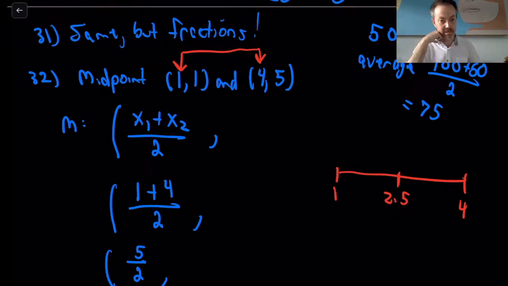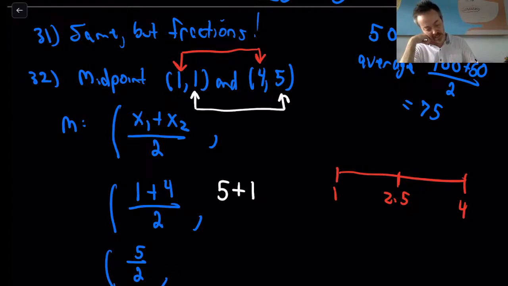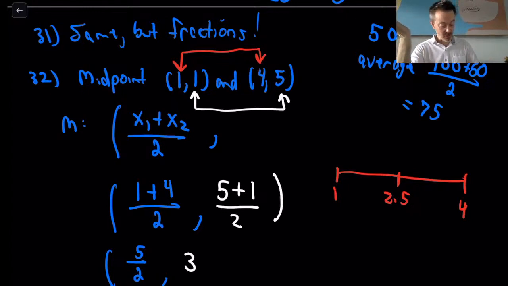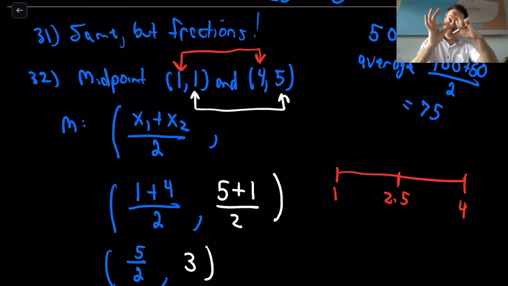So again, nothing crazy. What were the y-coordinates? There we had 5 plus 1. And again, we have to divide by 2. So that's 6 divided by 2, or simply 3. And again, 3 is in between. It's exactly in the middle between 1 and 5. So that's going to be the midpoint.